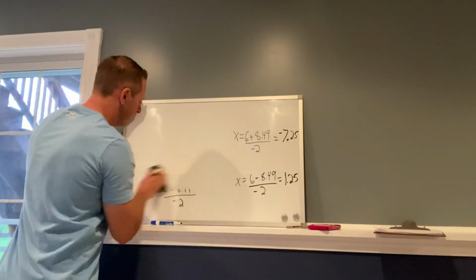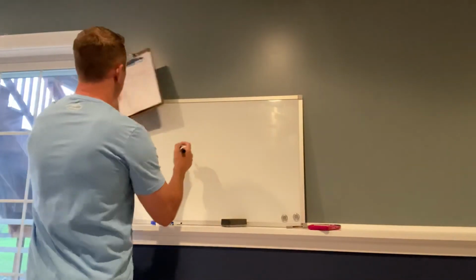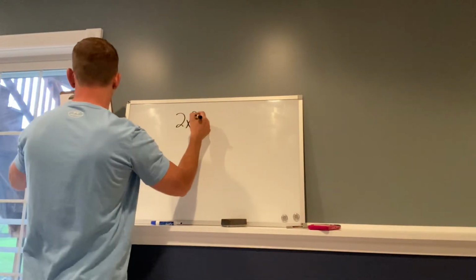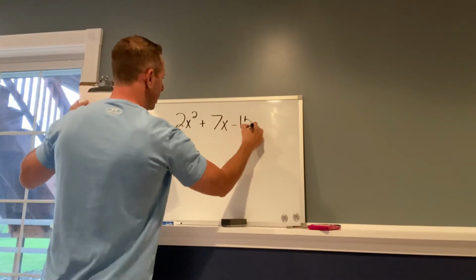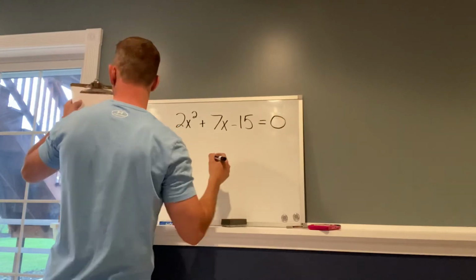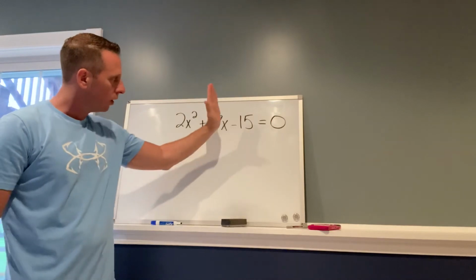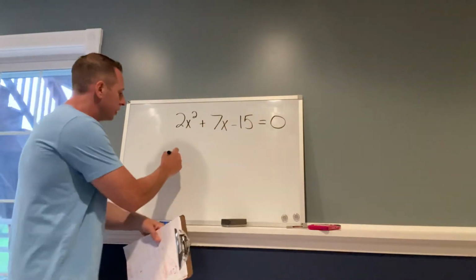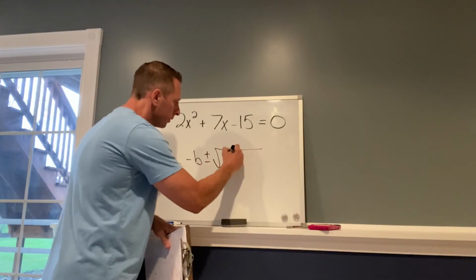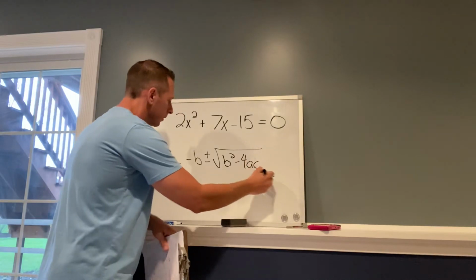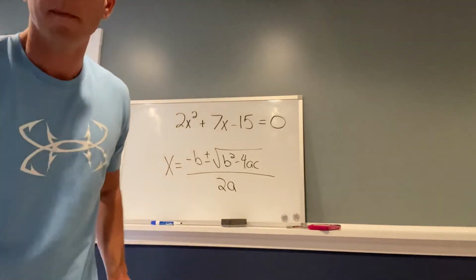All right, I want you to try one. Substitute the values in, figure out what a, b, and c are, and then try to solve using the quadratic formula. 2x squared plus 7x minus 15 equals 0. What's a? What's b? What's c? Substitute into the quadratic formula. All right, that's your problem. Good luck.